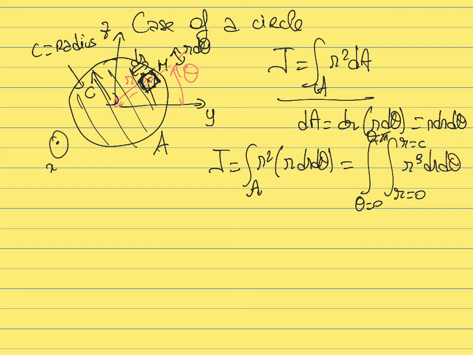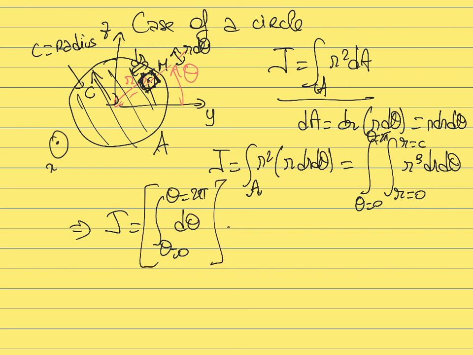So in this case, you can rewrite this integral by separating the parts that depend on theta and the parts that depend on r. So I can rewrite this as the integral between theta equals 0 to theta equals 2 pi of simply d theta, and this part only depends on theta, and the integral between r equals 0 to r equals c of r cubed dr, and again this part only depends on r.